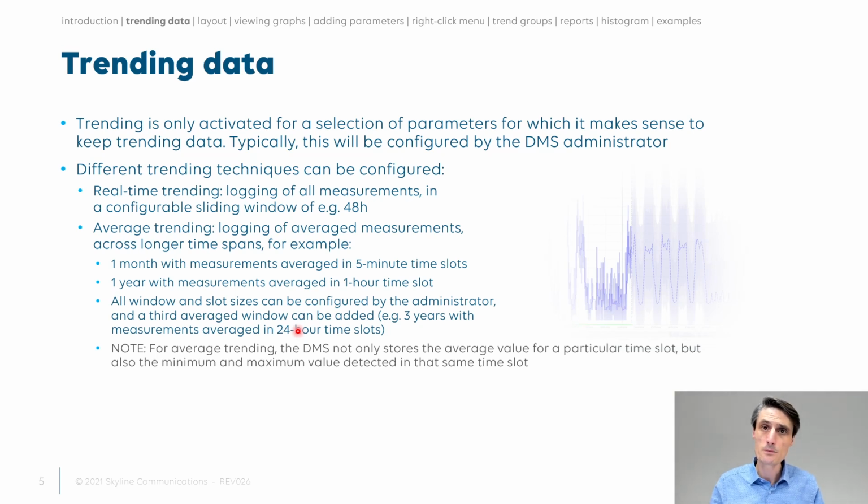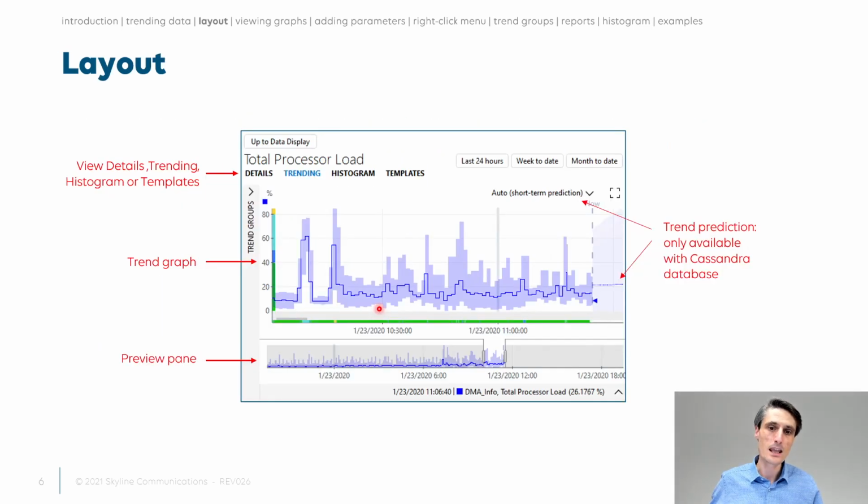Now, that's something you can configure in the DataMiner system. You can see more information in the help, and that's more administrative stuff. But I want to mention it here because if we go back in time and we zoom in, we will see less detail. 5-minute slots, 1 hour time slots.